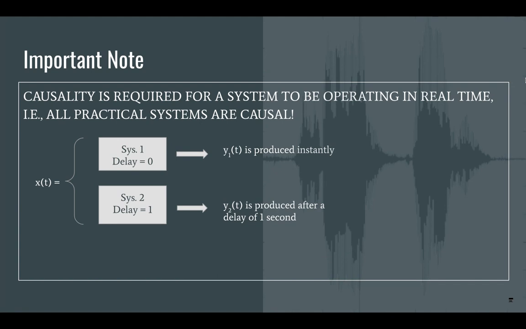Keeping in mind the definition of a causal system, it is important to note that causality is required for a system to be operating in real time. All practical systems are causal. Taking a look at the example, in System 1, we can see that there is a delay of 0. Therefore, y of t is produced instantly, as it would in real time. In System 2, we have a delay of 1. Therefore, y of t is not produced until after 1 second, which could not happen in a practical example.